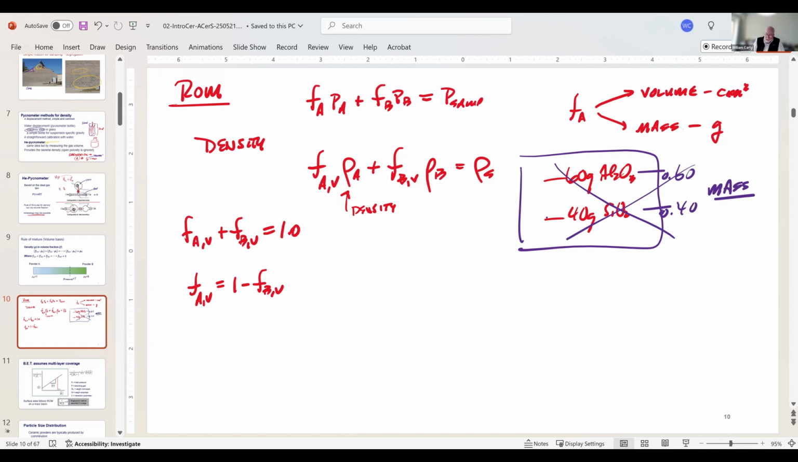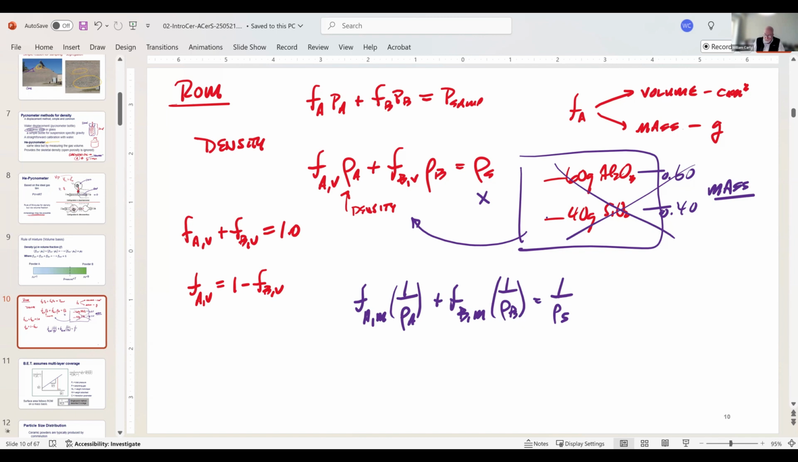And so if I substitute these values into this equation, I get the wrong density of the sample. It's because this is on a volume basis, this is on a mass basis. I would have to convert this to a volume basis. So the equation then for density is the fraction of A on a mass basis times 1 over the density of A plus the fraction of B on a mass basis times 1 over the density of B equals 1 over the density of my sample.